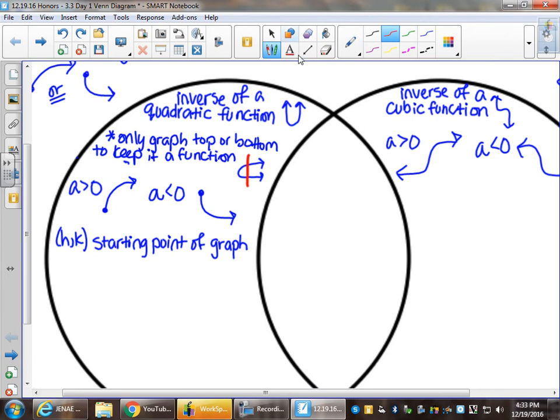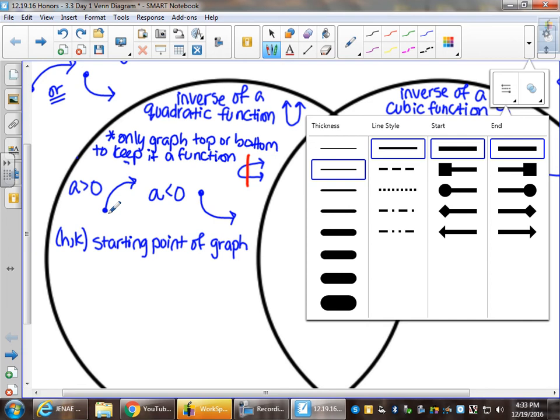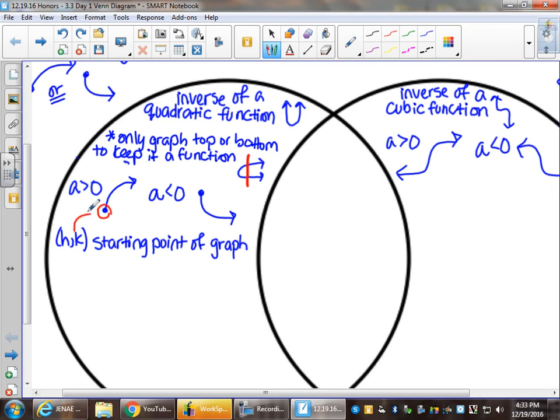I'm going to switch over to red just to make this clear, and bear with me as I change the line thicknesses. That's what I mean by starting point, that value right there, that ordered pair.